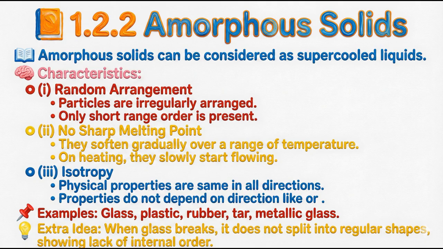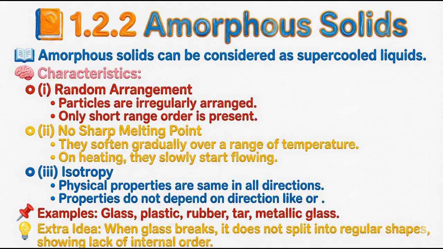1.2.2 Amorphous solids. Amorphous solids can be considered as supercooled liquids. Let us understand their main characteristics. The first characteristic is random arrangement. In amorphous solids, particles are irregularly arranged. They do not show long-range order, but only short-range order. The second characteristic is no sharp melting point. Amorphous solids do not melt at a definite temperature.